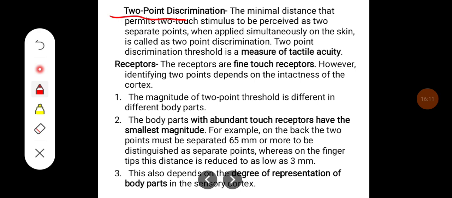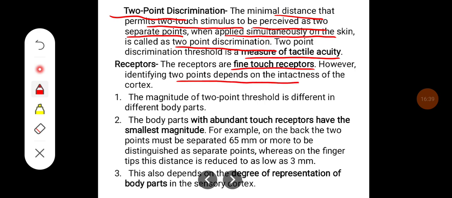Coming to 2-point discrimination, it is nothing but the minimal distance that permits two touch stimuli to be perceived as two separate points when applied simultaneously on the skin. 2-point discrimination threshold is a measure of tactile acuity. Receptors for 2-point discrimination are the fine touch receptors. However, identifying 2 points depends on the intactness of the cortex.